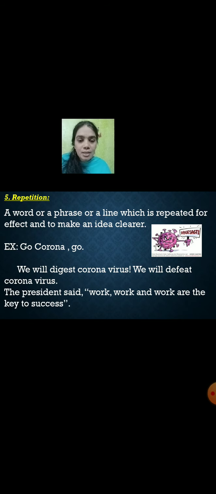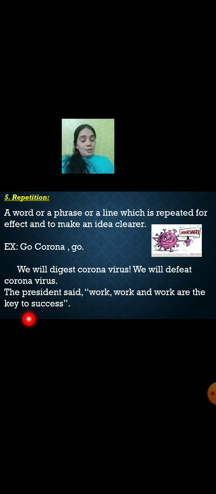Now let's see another sentence. The president said, work, work, and work are the key to success. What does your mom also say, right? Yes, sit and study, study, study. Then only you will be successful in your life.